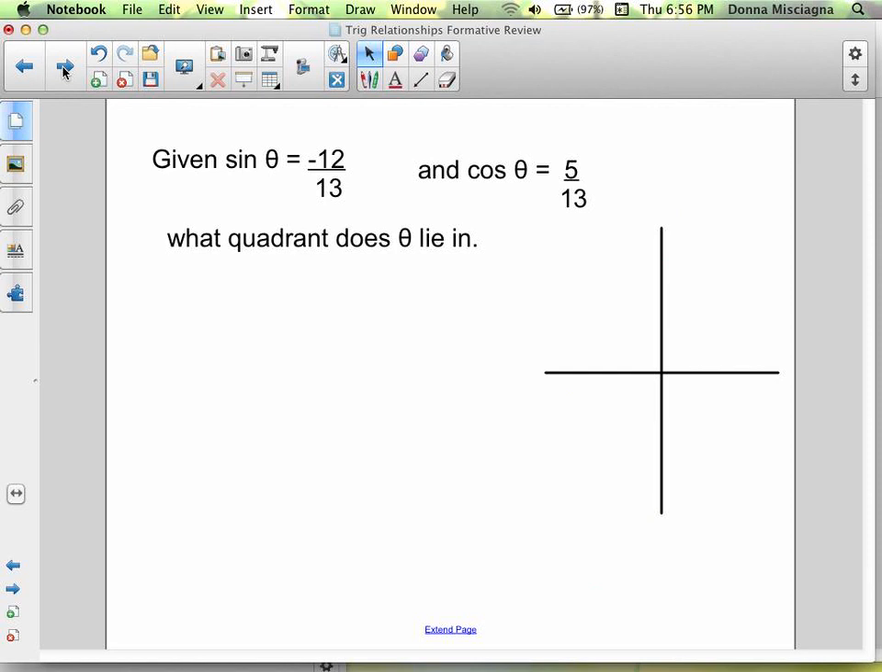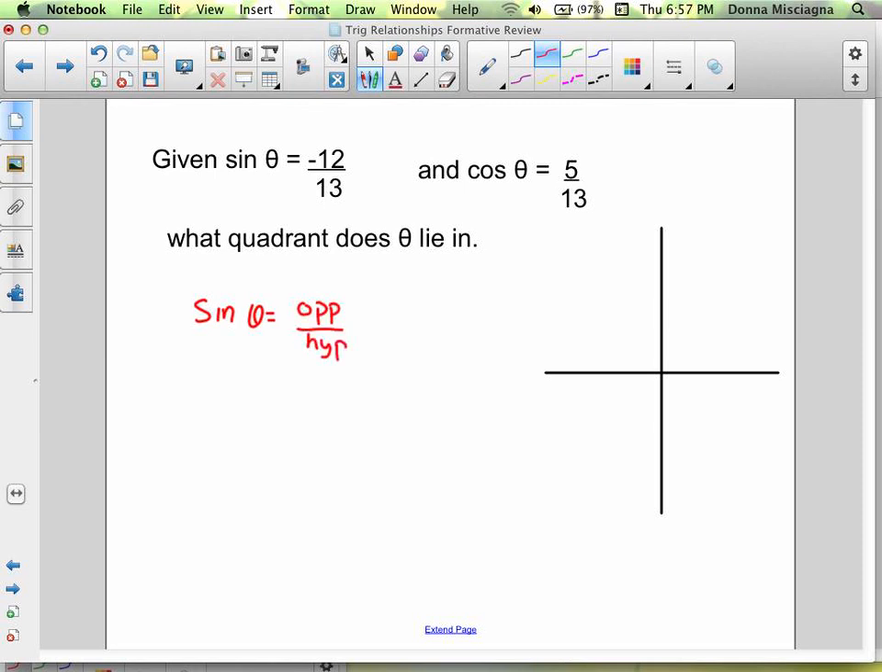Given that sine theta is negative 12/13 and cosine theta is 5/13, what quadrant does theta lie in? Now you can think of this one of 2 ways. You can think of the sides that sine uses. So sine, remember, is the opposite over the hypotenuse. The opposite is y. Hypotenuse is r.